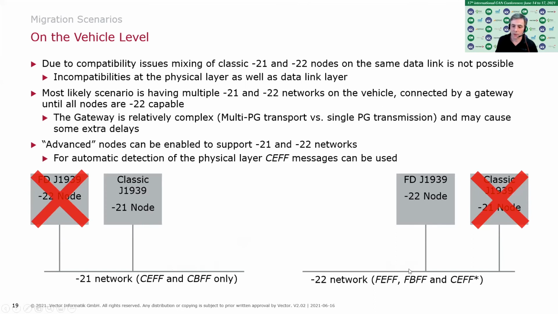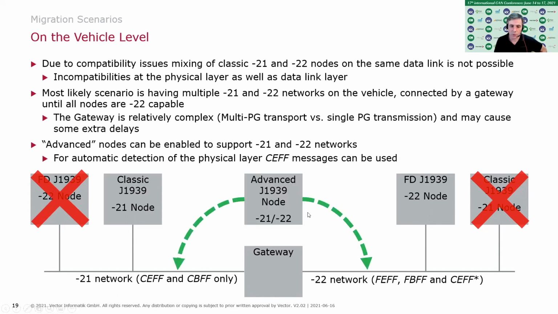And on the other side, as you have seen, classic extended frame format and classic basic frame format shall not be used on this data link layer. And it is very likely that this node will utilize those features. So therefore, this is not possible. At the end of the day, if you need to connect both worlds together, you need a gateway. This is the classic approach, and the gateways can forward the messages from one network to the other.